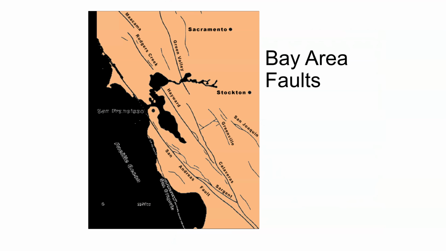So in the Bay Area, these are the primary faults that we see. So we do have the main San Andreas Fault System running through the Bay Area. And then we also see the Calaveras and the Hayward are two heavy hitters in the area. Green Valley, Greenville, San Joaquin, Rogers Creek. All of those are part of the San Andreas Fault System, and they move similar to the San Andreas Fault, but they're sort of offshoot faults.